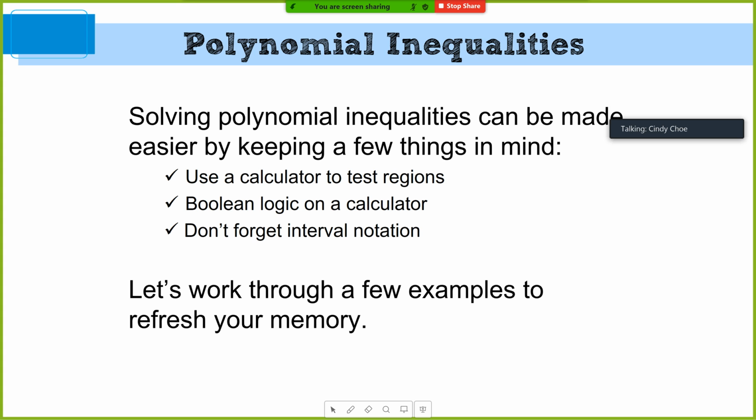Wait, can you say again where the equal button is? See the math button over on the left-hand side? Above the math button is test, so it's second math. All right, thank you. Okay.